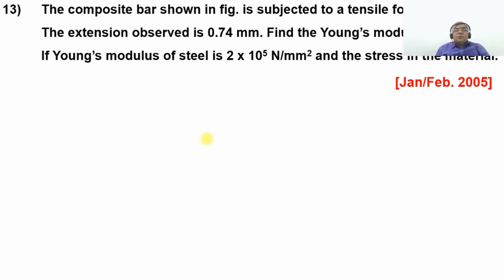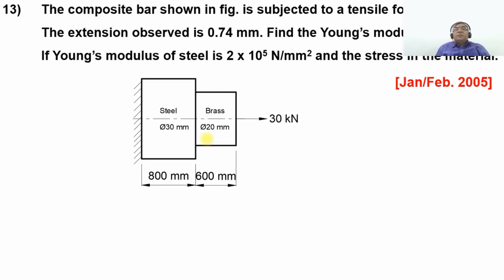Now, in this video, we will take up one more problem on the composite bar. Problem number 13. The composite bar shown in the figure is subjected to a tensile force of 30 kN. The extension observed is 0.74 mm. Find the Young's modulus of brass if the Young's modulus of steel is 2 into 10 to the power of 5 Newton per mm square. And the stress in the material also we need to find out.